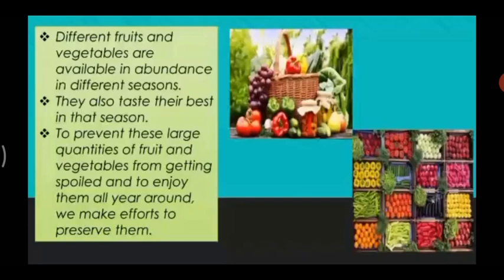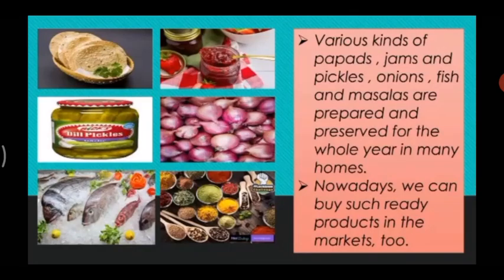In the same way, when these fruits and vegetables are stored, shopkeepers need to take care. Okay, proper care they need to take. Now, in the summer season, your grandma or your mama or your aunts must be preparing papads, jams, pickles, onions, fishes, and masalas. And they preserve them throughout the year in their homes.